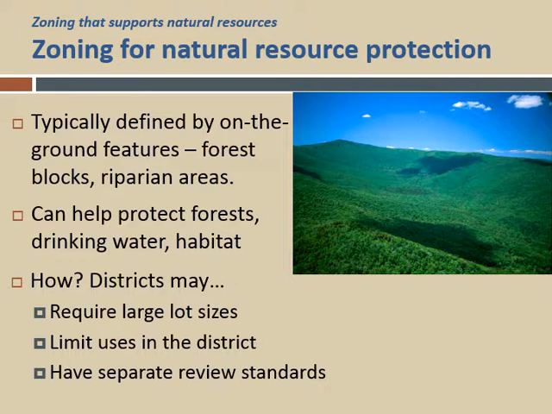There are a few ways that the zoning districts can help protect natural resources. For example, the purpose statement within the zoning bylaws. This can describe what a district is supposed to accomplish and should emphasize natural resource protection. A district can have lower density through larger lot sizes. It may limit certain uses like year-round residential units, and it may have separate review standards.